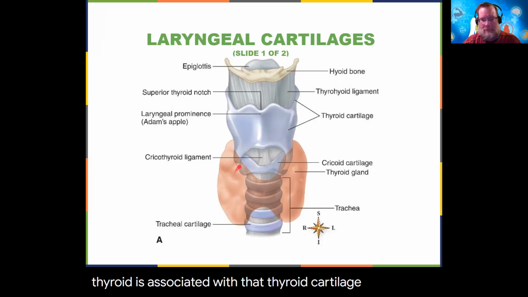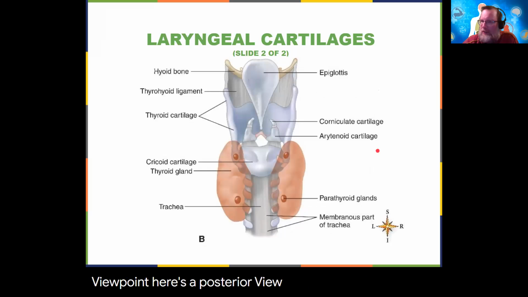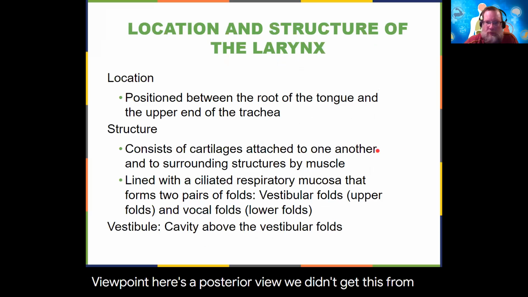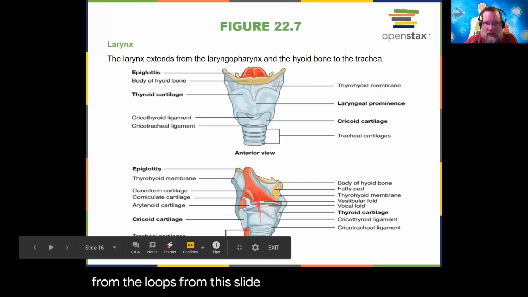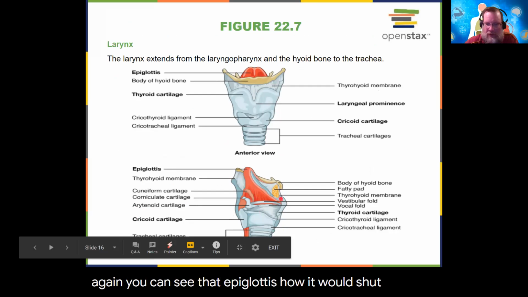Just another viewpoint. Here's a posterior view. This is a side view here. So again, you could see that epiglottis, how it would shut and close off the trachea.